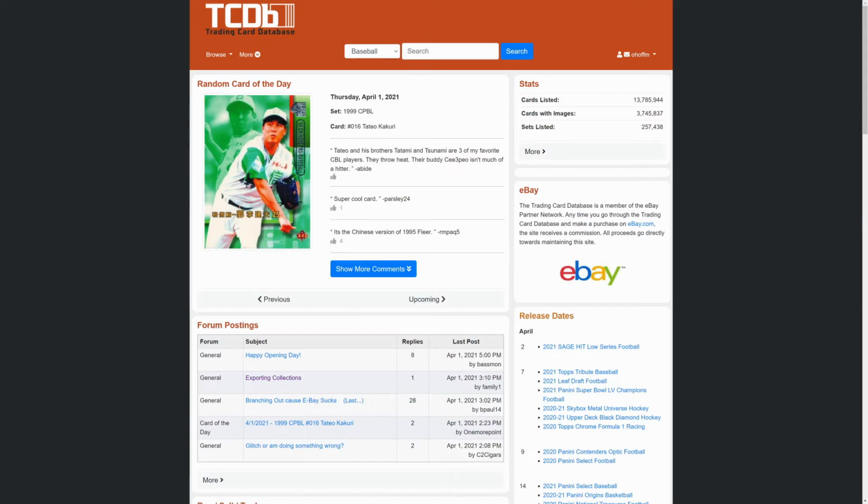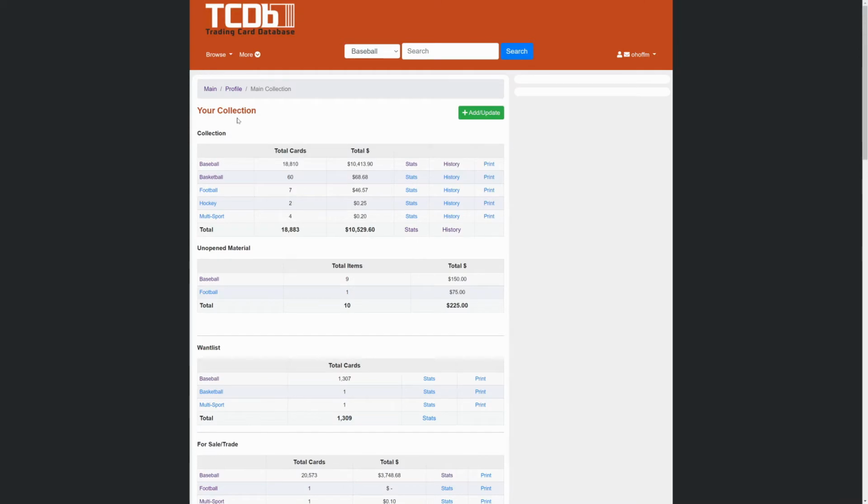You have to have cards in your collection entered into TCDB. So if I go here, collection, you've got to have cards in there. If you don't have cards in there, then you can't trade them. So if I have 500,000 cards sitting in my house, but 0 of them entered in the site, then you can't use this. So you're going to have to put your cards into the database.